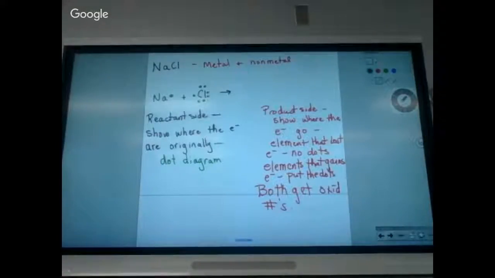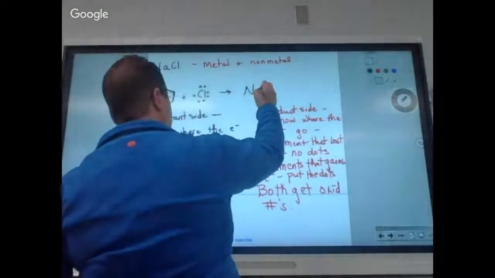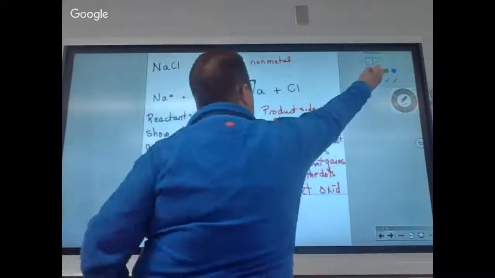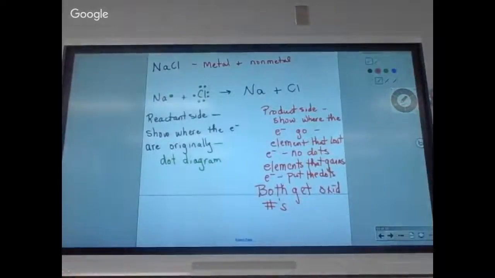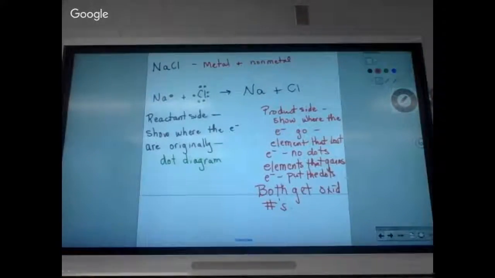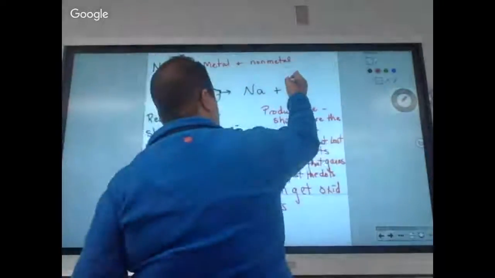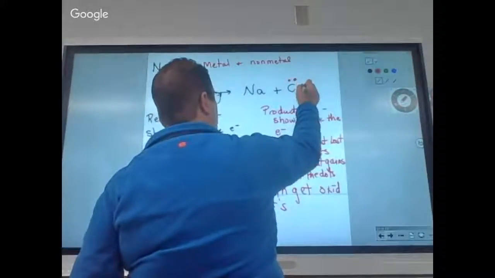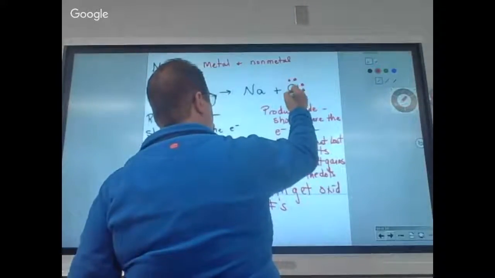All right, so when we look at the right-hand side of the equation, what are our two elements? We're going to write Na and Cl. So Na is going to do what if it's got one electron? Is it going to lose or is it going to gain? It's going to lose. So am I going to draw dots on it? No. Chlorine is going to gain. So I'm going to draw the dots on chlorine. Well, chlorine already has how many? And it's going to gain how many more? So I'm going to draw how many dots on it?